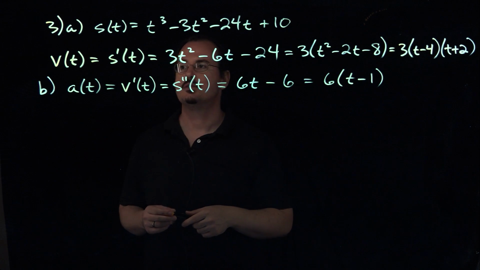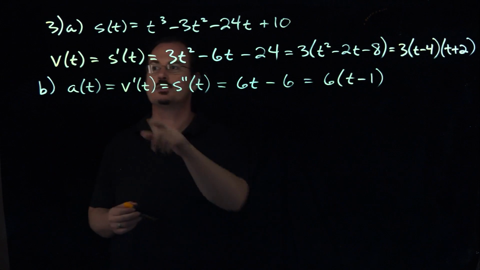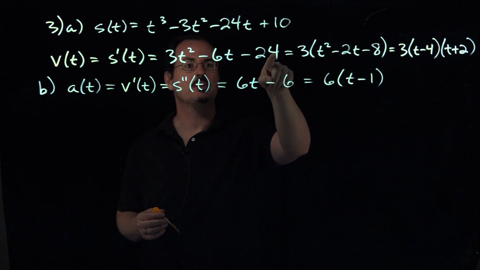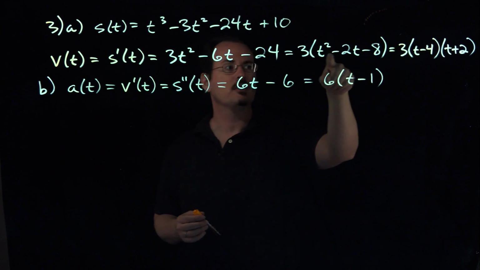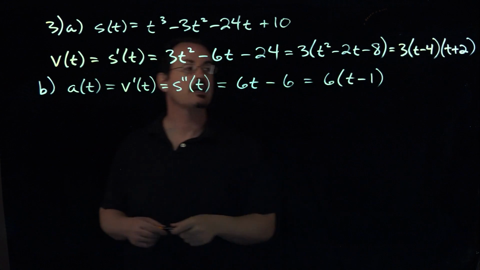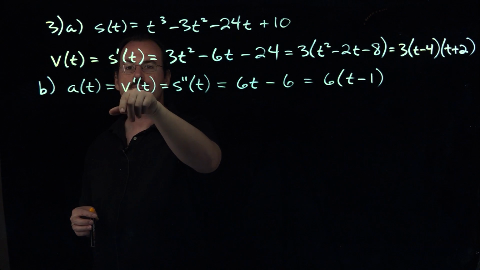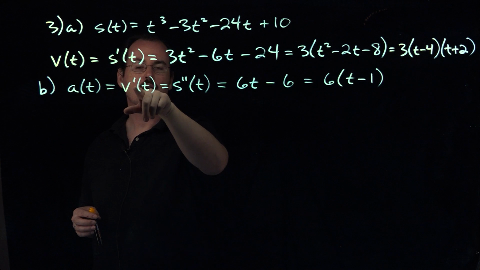The velocity is the derivative of the position function. So that's how we get that. We just take the derivative of the position function and we get that. And then we went ahead and factored this because we're going to have to use the factored form later on. And then we're also asked to find the acceleration of this car at any time.